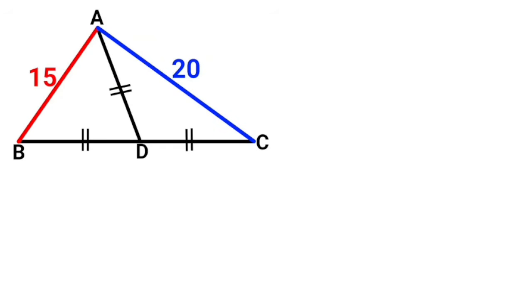In today's video, we are going to solve another interesting geometric problem. In the given triangle ABC, side AB measures 15 units. Side AC measures 20 units. A line segment AD is drawn from vertex A to point D on the base BC such that segment AD is equal in length to segment BD and segment DC. Our goal is to find the total area of triangle ABC.